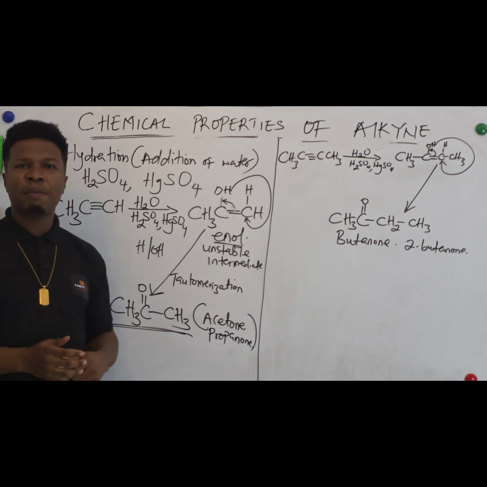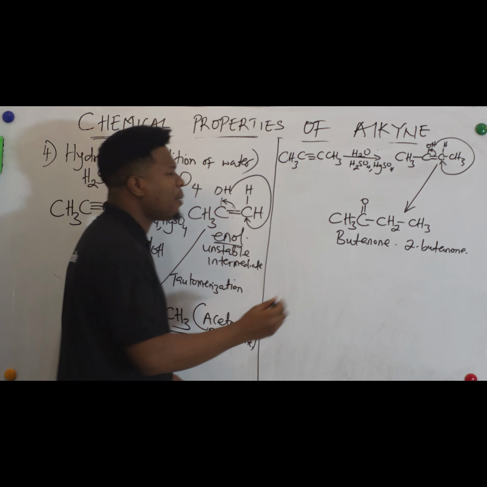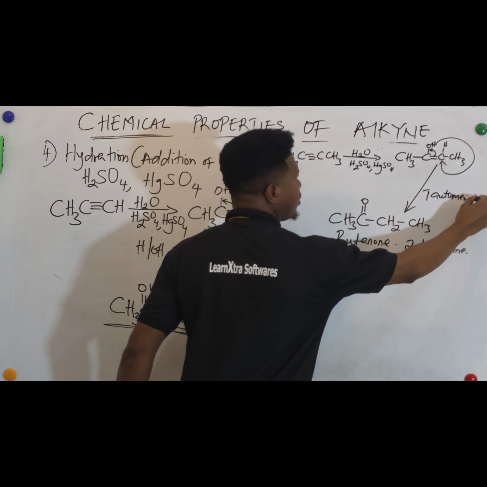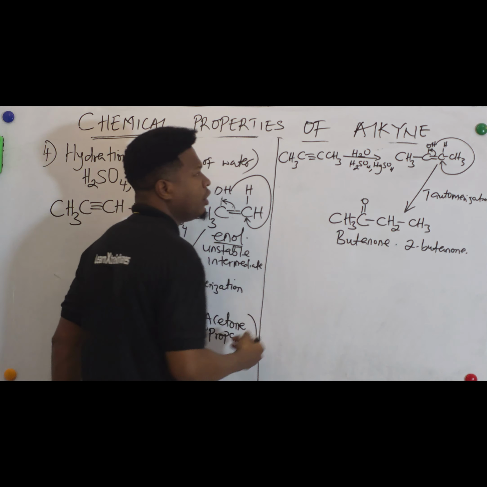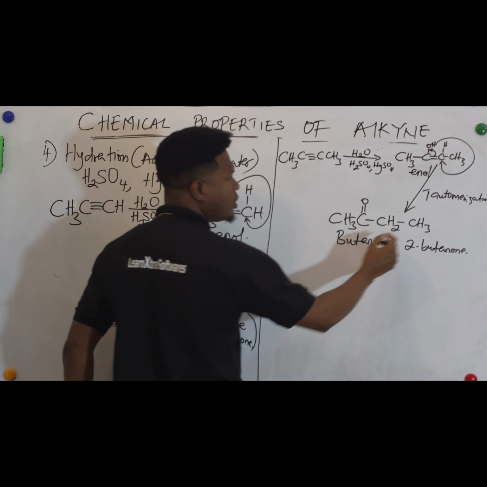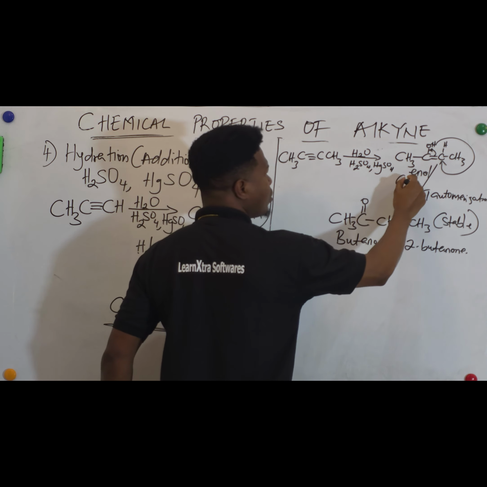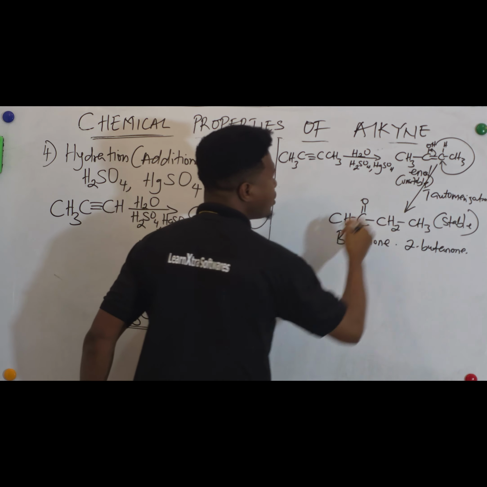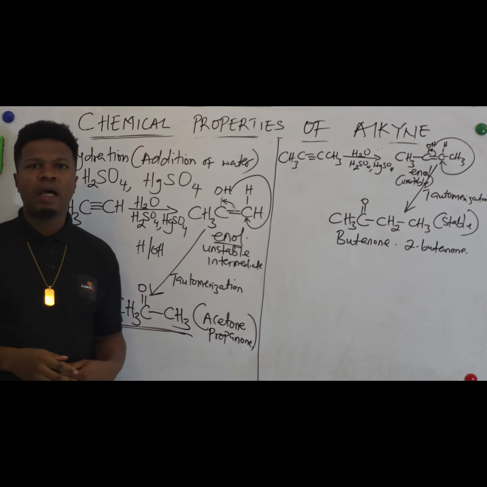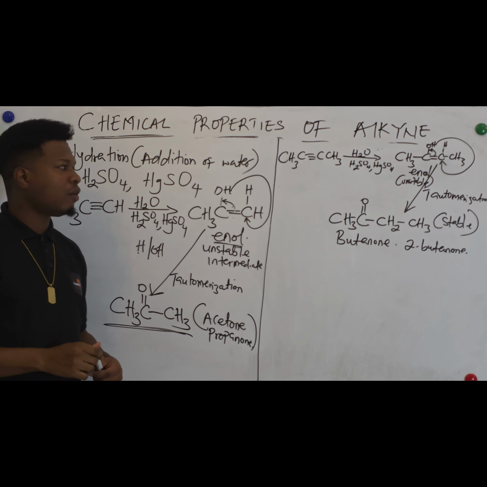So this is just a simple reaction involving hydration, or addition of water, to an alkyne. What has happened here is what we call tautomerization. Remember, it's the rearrangement of the enol to give us a more stable compound. So this is more stable. This enol is unstable. Take note of that. So this is what we mean by addition of water to an alkyne following the anti-Markovnikov's rule.